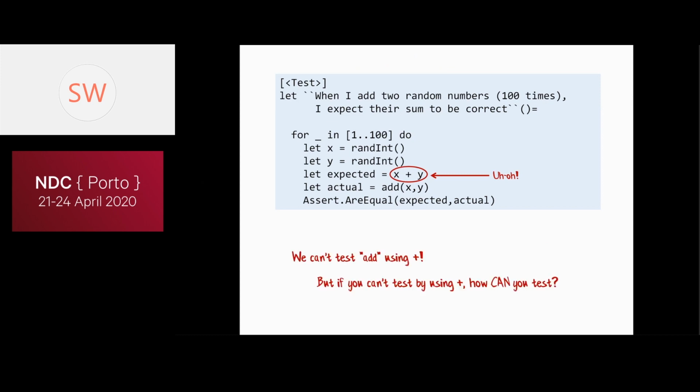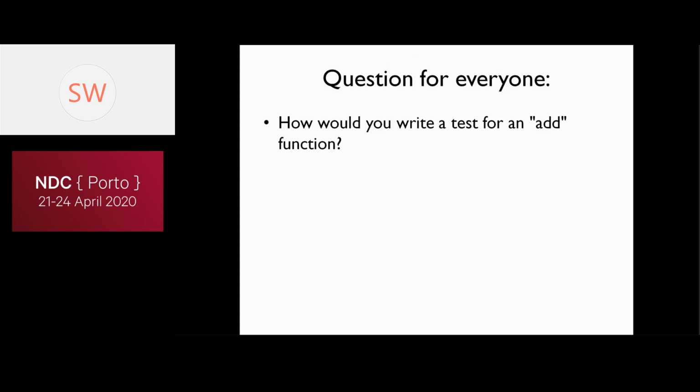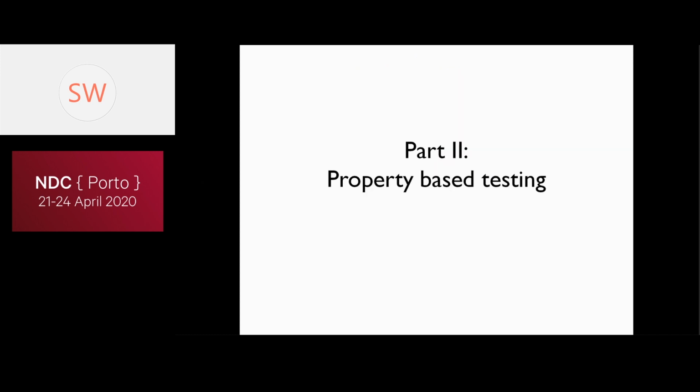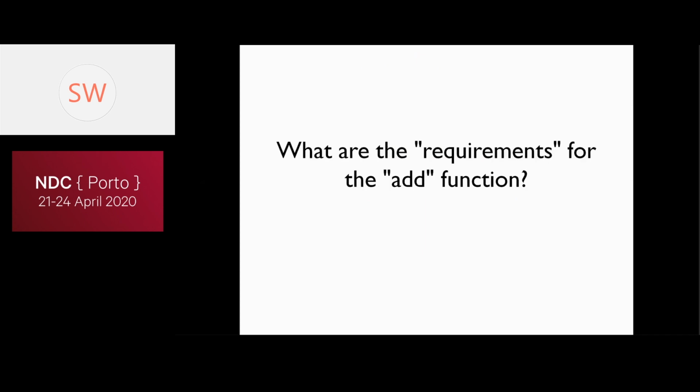All right. So if we can't test it by comparing it with something we already know, how can we test it? This is a question for everyone listening: how would you write a test for an add function without re-implementing add, without using any of the built-in libraries, and without using any specific examples, like 2 + 2 = 4? That's the challenge. And this leads us to property-based testing. In order to implement it, we need to know what the requirements are. And what are the requirements for the add function?